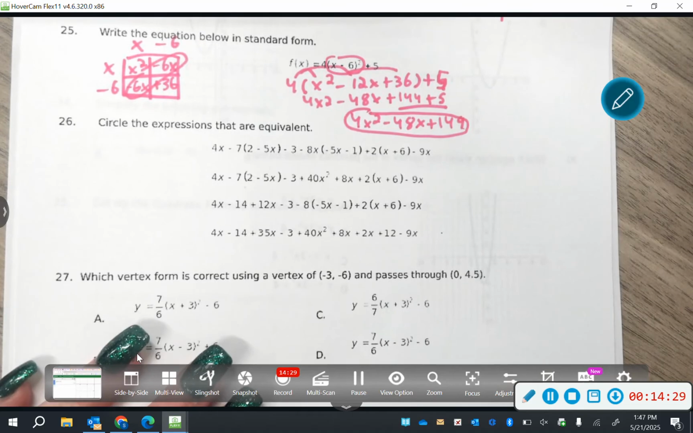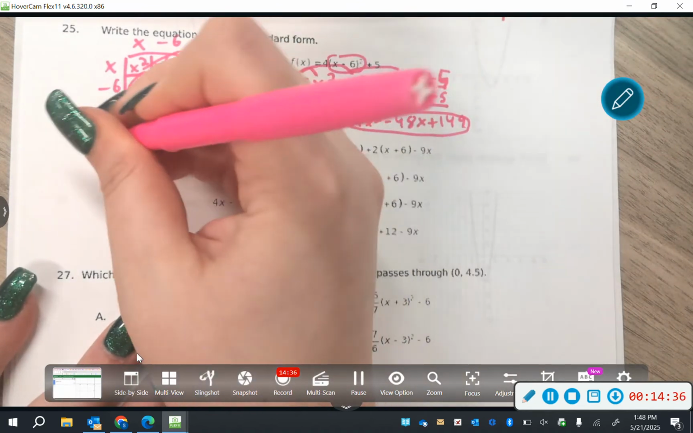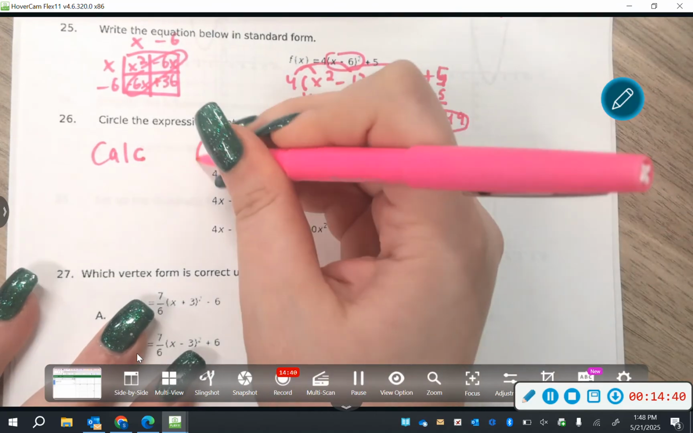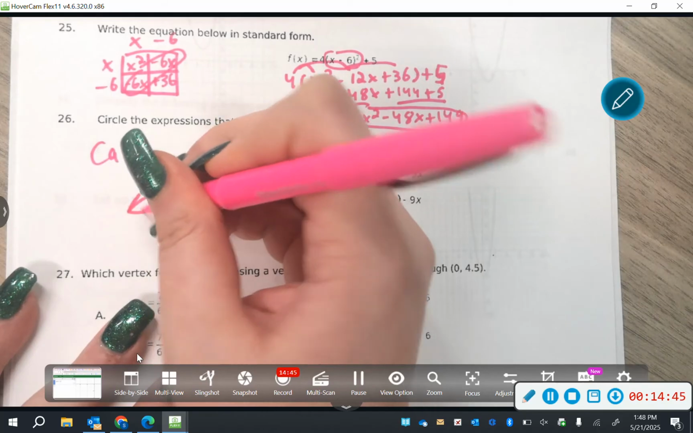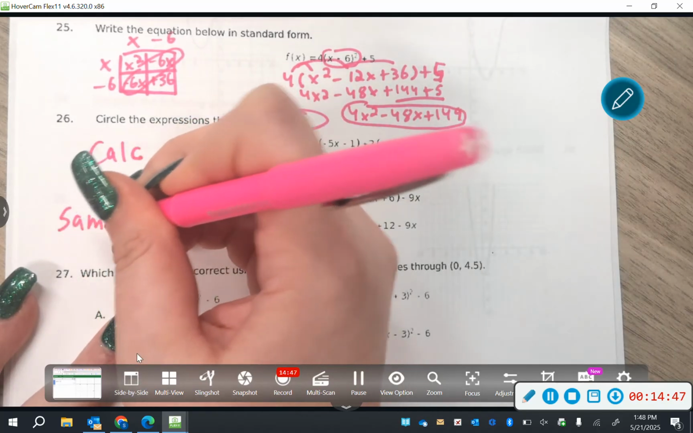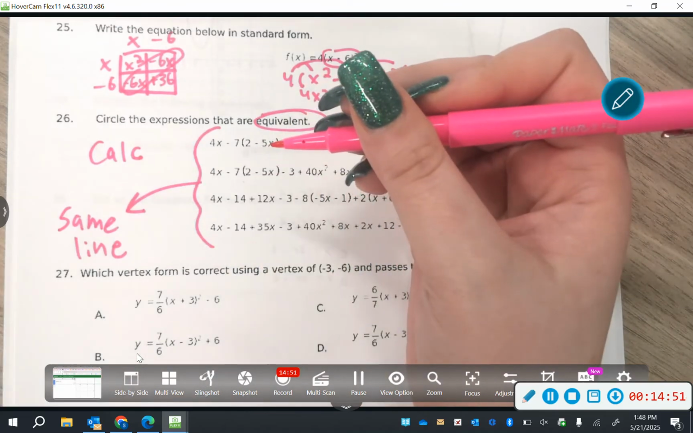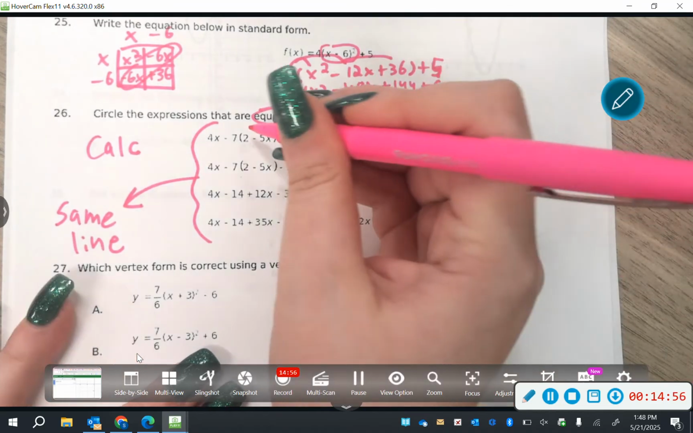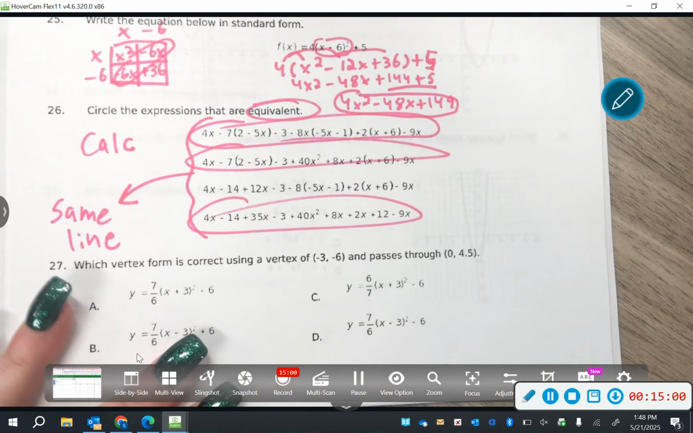Yeah, I don't want to type these in. But here's what you would do. To find the equivalent one, you're going to want to plug this in the calculator. You're going to plug all 4 of these in and see which 3 of them make the same line. If they're equivalent, they're the same. Only one of them would not be on the same line as all the rest of them. I'm going to tell you it should be these three.